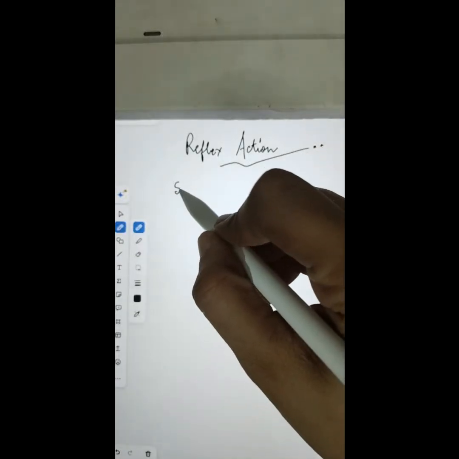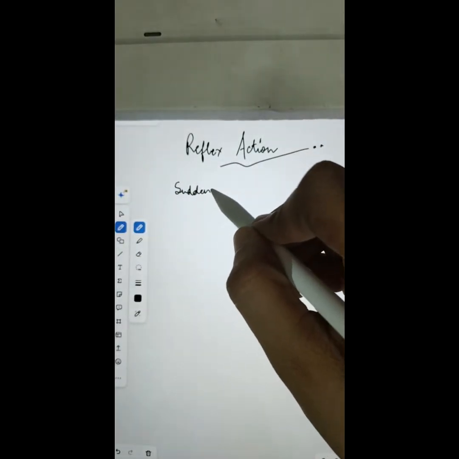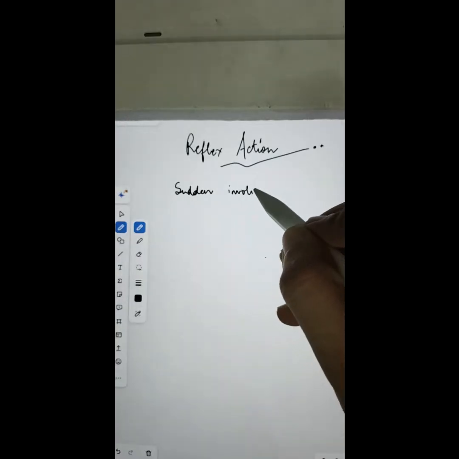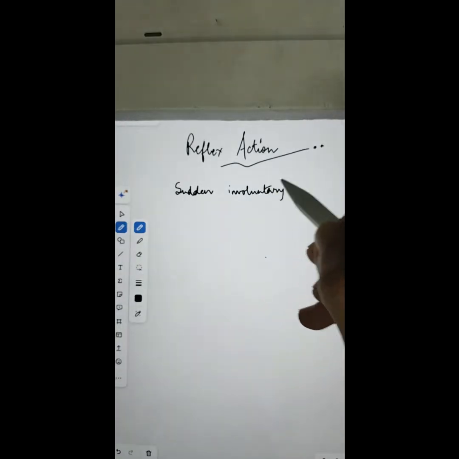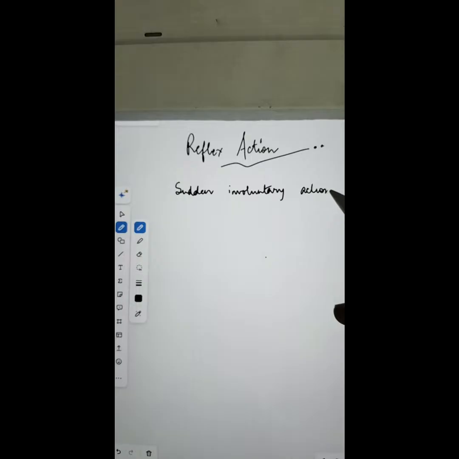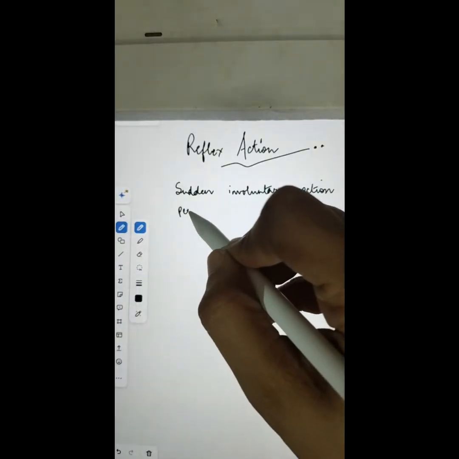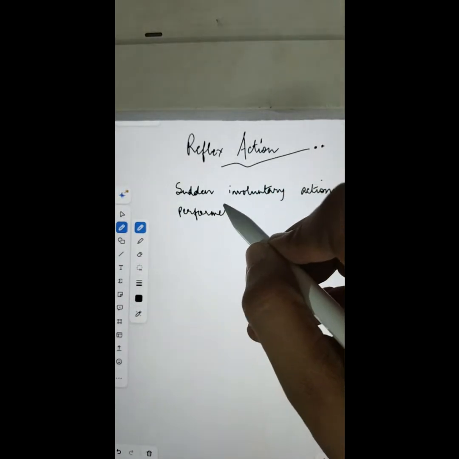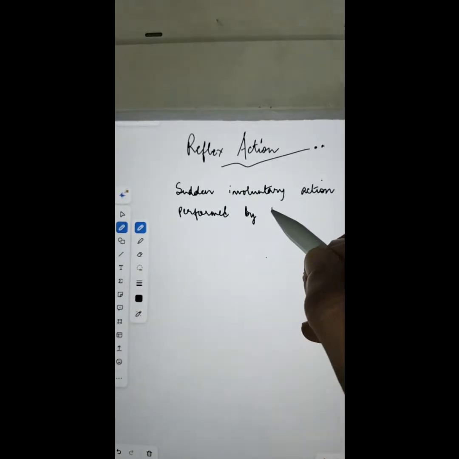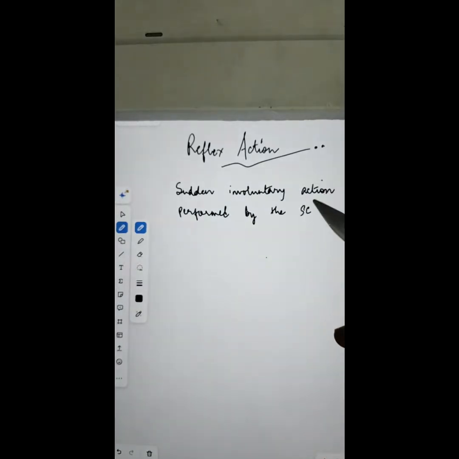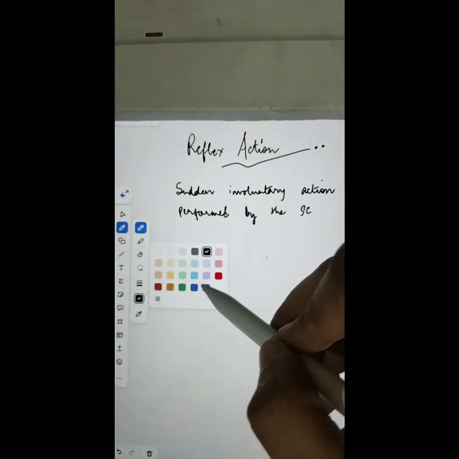So it is a sudden involuntary action performed by the spinal cord. SC means spinal cord.